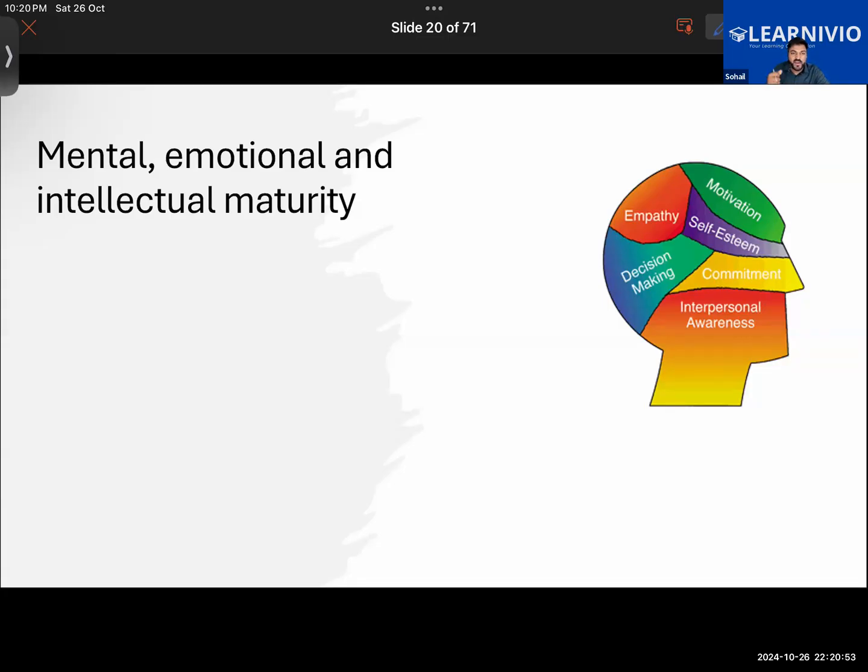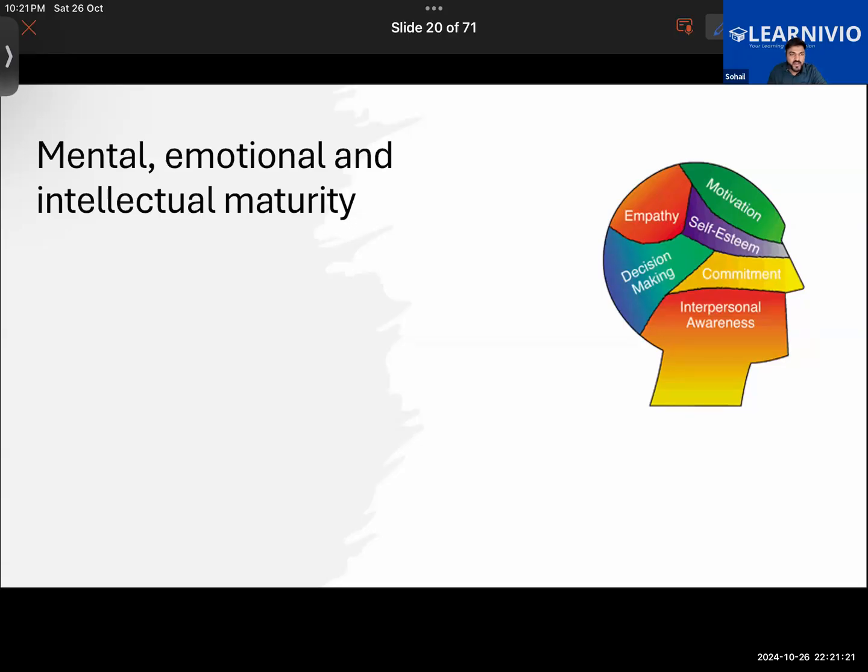Or having a clear mind, being able to identify your purpose, being able to accept your fault, being able to embrace the change that is taking place around you, or believing in yourself. All of this talks about mental maturity. Getting it now? So the children would be on the way to achieving all these things.